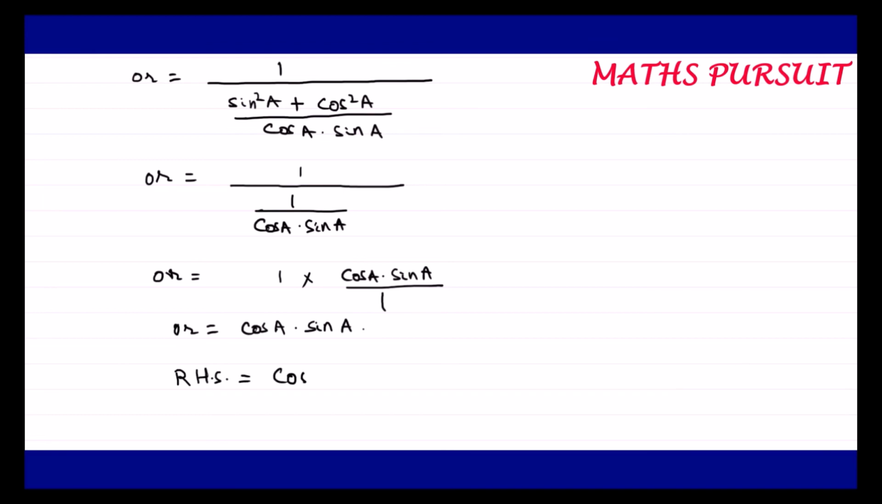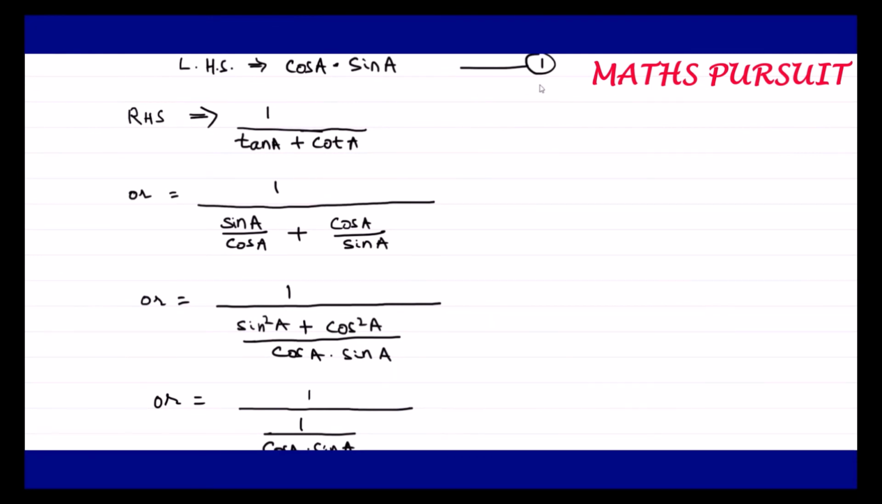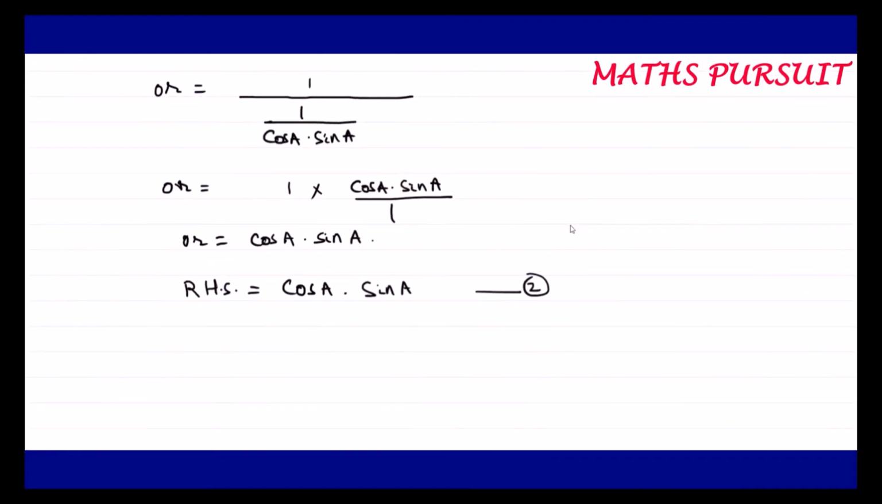So this is our right side of the equation. What we got as the right side of the equation is cos a into sine a. So this is our equation number 2. Guys, I believe what we got as the left side of the equation, or equation number 1, is cos a into sine a, and the right side of the equation we are again getting as cos a into sine a. So what do you think? So it is being proved that the left side of the equation is equal to the right side of the equation. Hence this is proved.